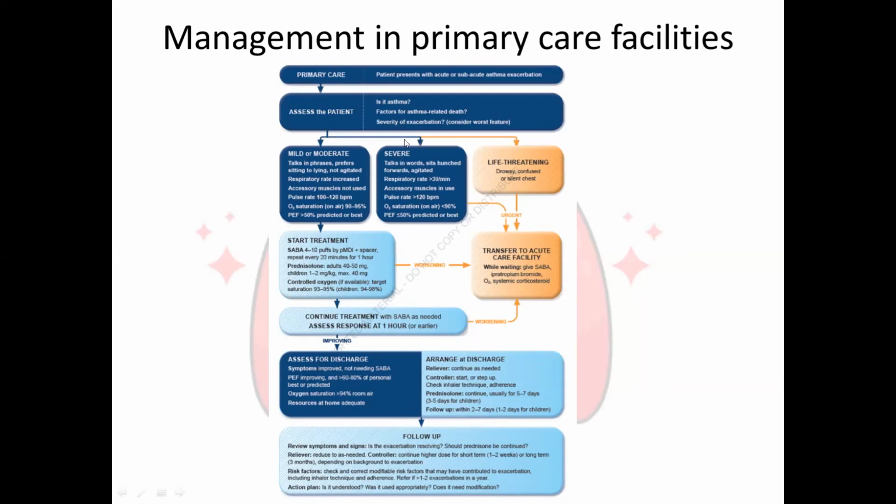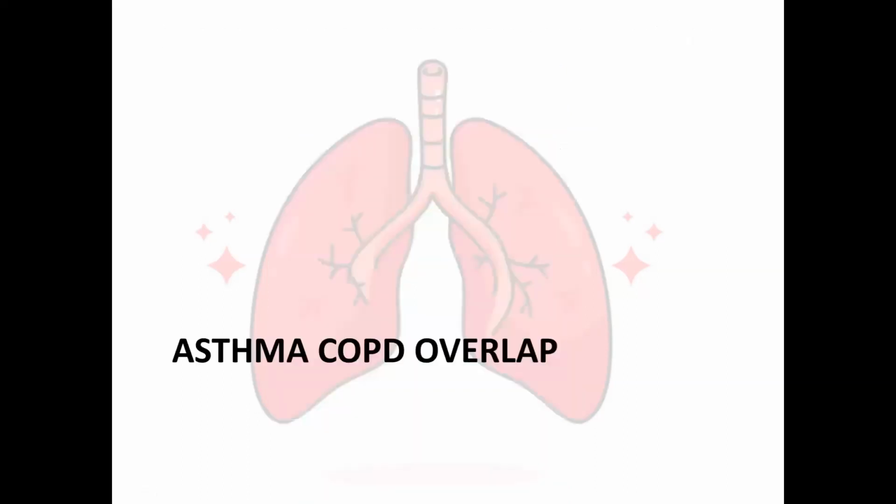If the exacerbation is severe, that is, the patient talks in words, is agitated, respiratory rate is more than 30, there is use of accessory muscles of respiration, pulse rate is more than 120 beats per minute, saturation is less than 90%, you need to refer the patient to an acute care facility. And while waiting, you can give short-acting beta-2 agonist via nebulization, then oxygen, and also systemic corticosteroids. So this is about management of an asthma attack in a primary care facility.